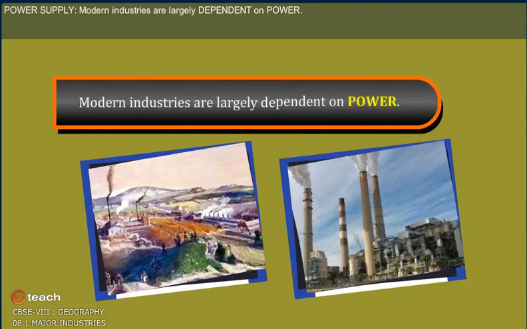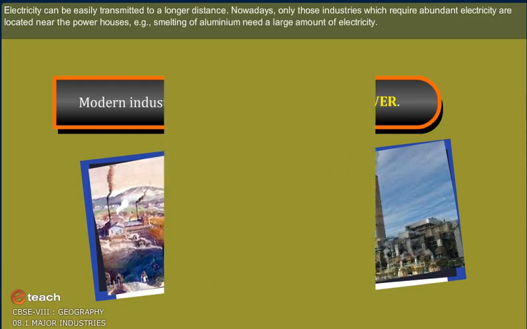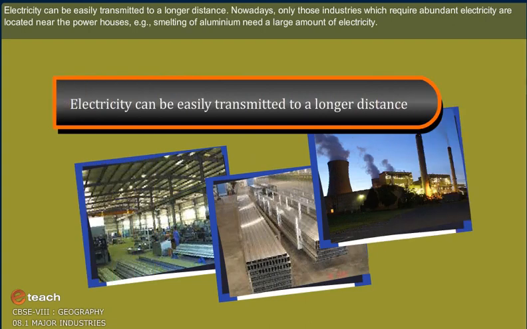Power supply. Modern industries are largely dependent on power. Earlier, industries were concentrated near the coal fields. But with the increasing use of water as power, the industries are being located near water power stations. Electricity can be easily transmitted to a longer distance.